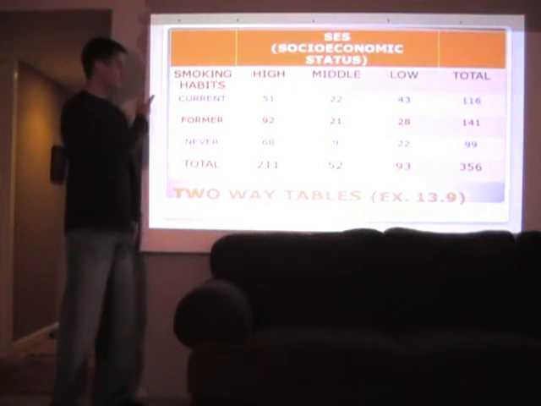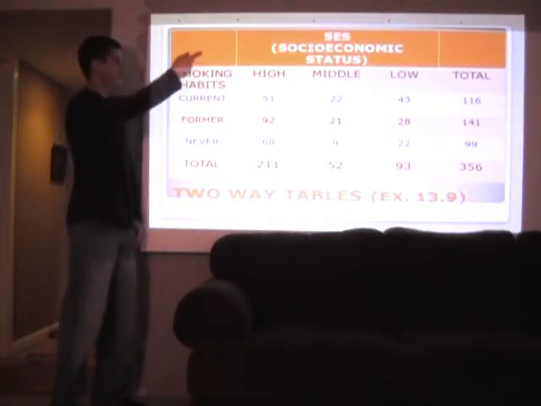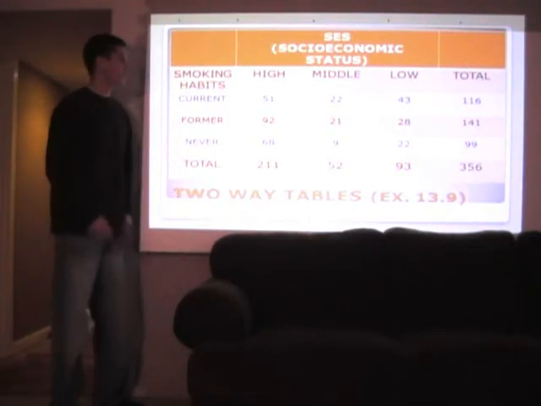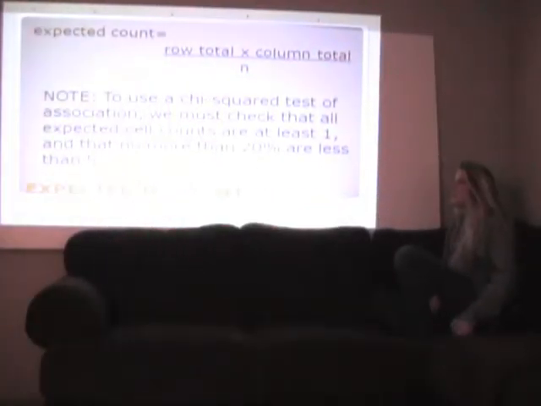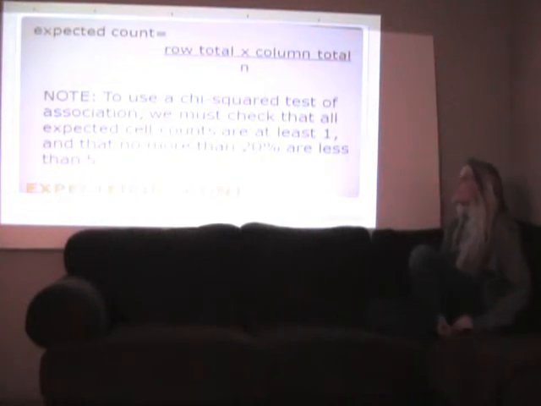Here we have a two-way table from example 13.9. We have one variable, smoking habits, compared to the socioeconomic status at the top of different people. To find the expected count from the numbers in the two-way table, multiply the row total by the column total and divide it by n. And n is the number of samples in our simple random sample.